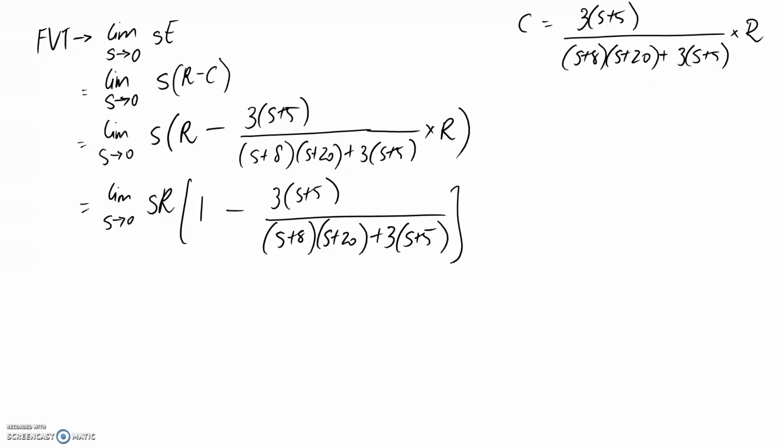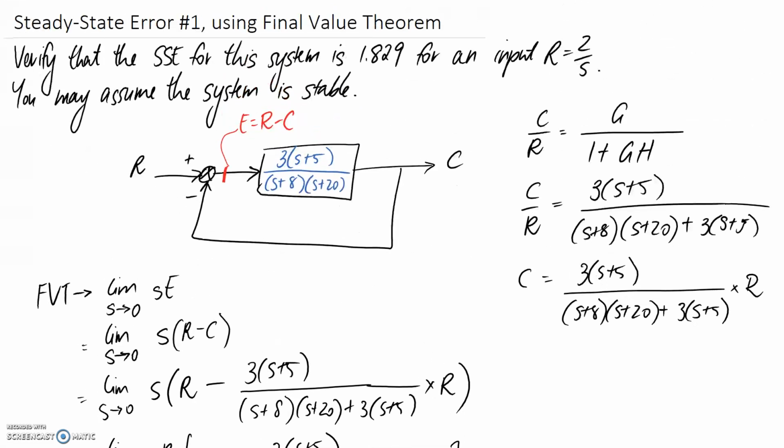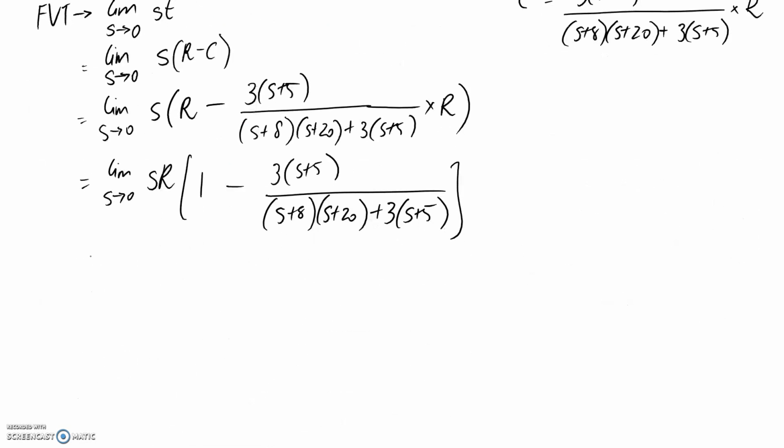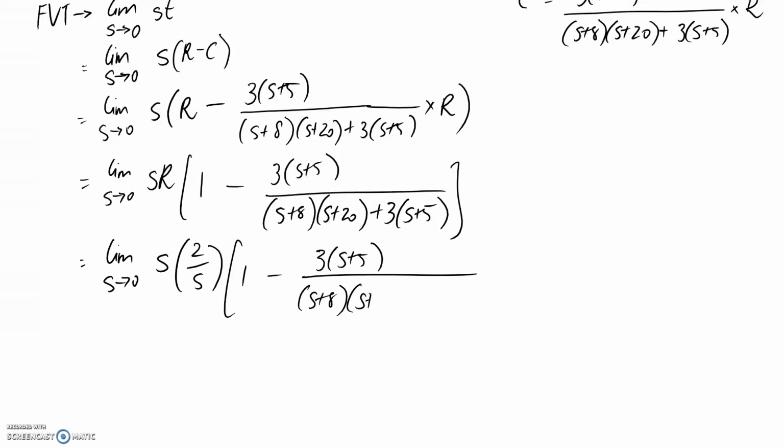That's pretty much all we've got left to do: substitute in r and figure out what the limit is. We're told that our input is going to be 2 on S, so let's sub that in. Now it's important at this stage that we cancel out everything that can possibly cancel out. We have an S on the top line and an S on the bottom line, which are going to cancel with each other. I don't think there's anything else that we're going to be able to cancel.